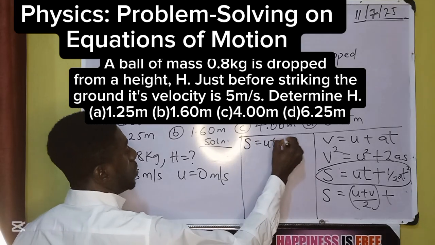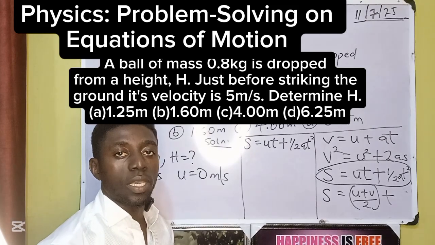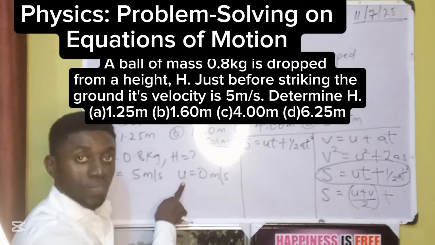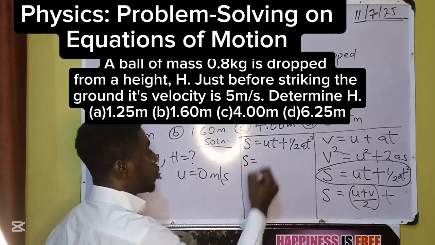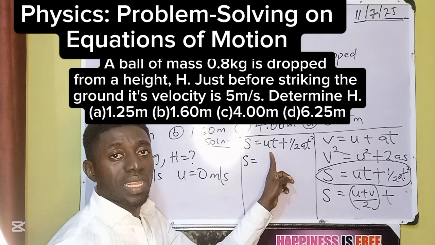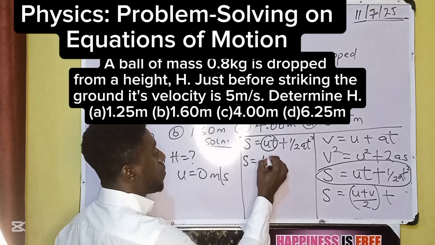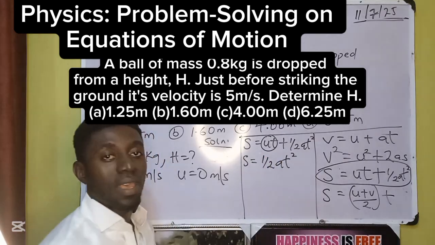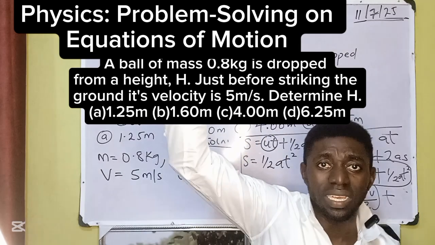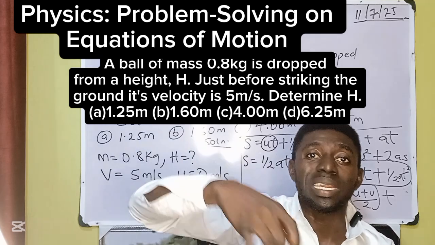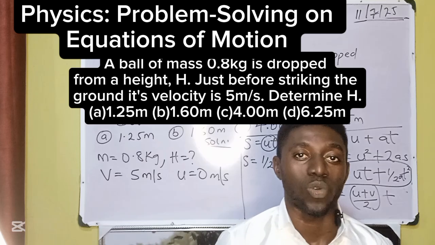X is equal to UT plus half AT squared. Galileo's formula. Recall, the initial speed is 0. Therefore, 0 times time will be 0. Since U is 0, anything times 0 is 0, so this part is out. The equation will be reduced to half AT squared. Then recall, the body was falling due to gravity. Anybody released that makes a free fall is accelerating due to gravity. Therefore, our A will turn to g, acceleration due to gravity.